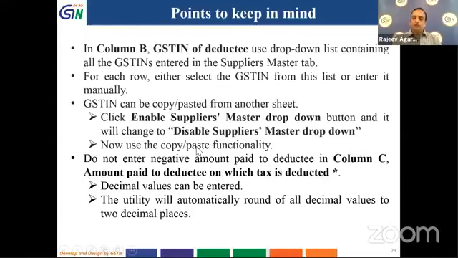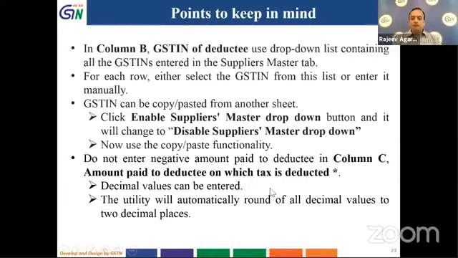If there is another sheet, from there I can copy the GSTIN number and paste on the sheet if I have clicked on the enable supplier master drop down and the button has changed to disable supplier master drop down list. When this appears, disable supplier master drop down, then the drop down will not appear and we will not be able to fetch any data from the supplier master which we have entered.